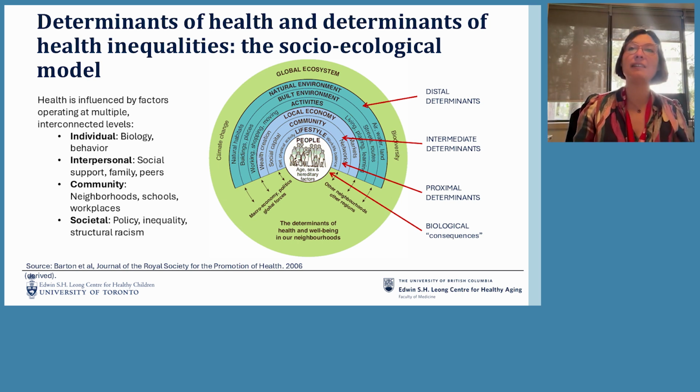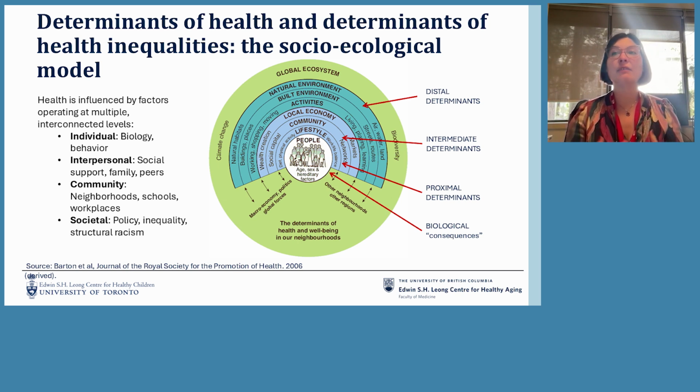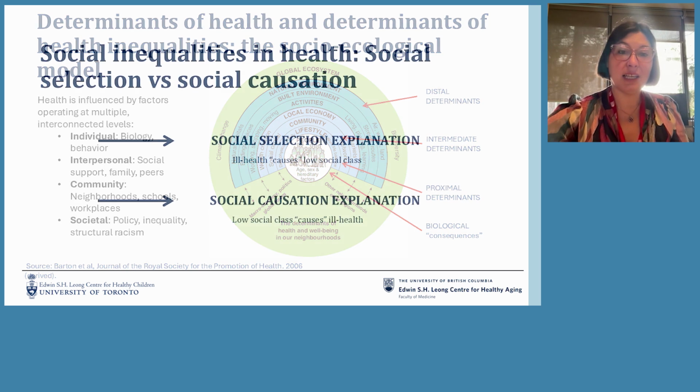And then moving towards the individual, we have more and more proximal determinants, from the intermediate determinants such as community, neighborhood, school, workplaces, cultural context, interpersonal factors such as social support, family, and peers, going to more individual level behaviors such as smoking, physical activity, and so on. All of these factors have to have an influence on biological parameters and processes to impact health and differences in health, and we will discuss this a little bit more further down in the presentation.